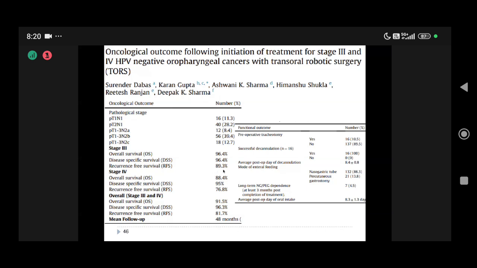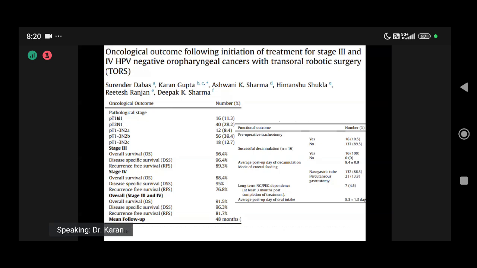So there is a role for transoral robotic surgery, especially for HPV negative oropharyngeal cancers. But that said, you need to select your patients very well. Again, don't jump on to treat all of these patients with robotic surgery. Evaluate them well. You will see that basically we included T1s and T2s in our group.